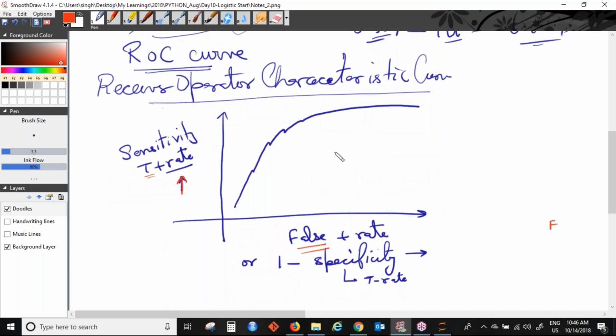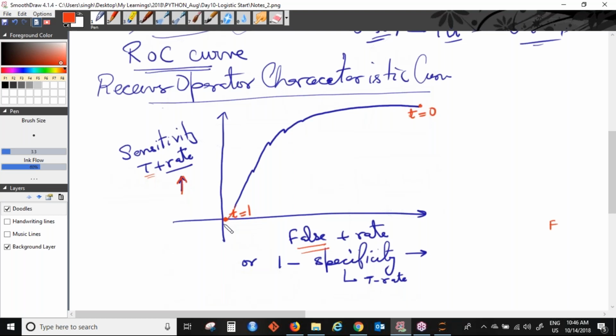So our goal on this curve, and what this curve represents, is different values of threshold. Your threshold starts from 1 at the origin and goes till 0, opposite. Always remember it is opposite. It doesn't start from 0, it starts from 1 and goes till 0.